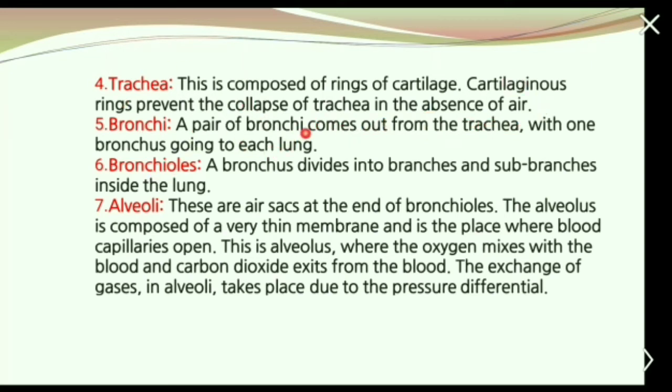Bronchi. A pair of bronchi comes out from the trachea with one bronchus going to each lung. Bronchioles. A bronchus divides into branches and sub-branches inside the lungs, and these are termed as bronchioles. Alveoli. These are the air sacs at the end of the bronchioles. The alveolus is composed of a very thin membrane and it is a place where blood capillaries open. This is the alveolus, where the oxygen mixes with the blood and carbon dioxide exits from the blood. The exchange of gases in alveoli takes place due to pressure differential.